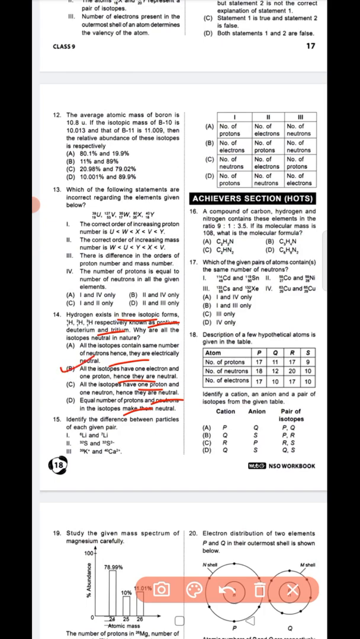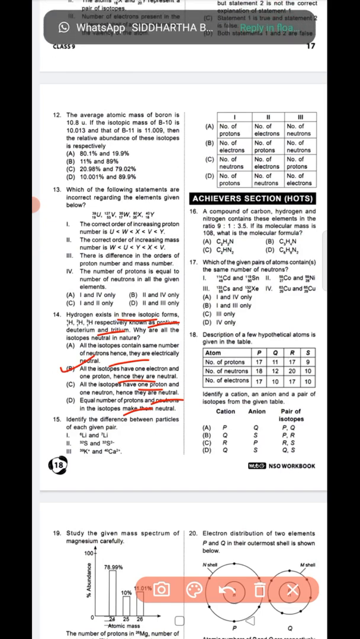All the isotopes have one electron and one proton, as they are neutral. Okay.